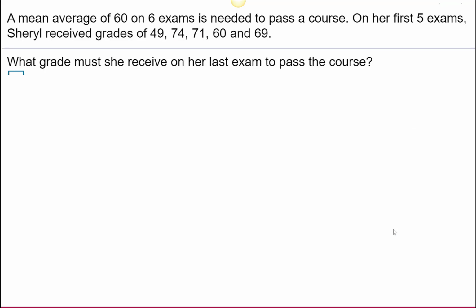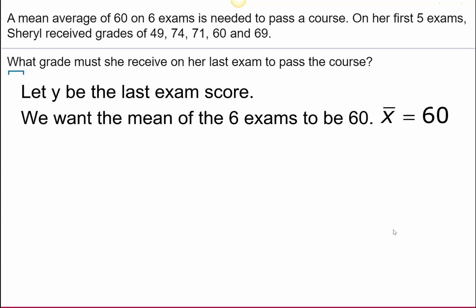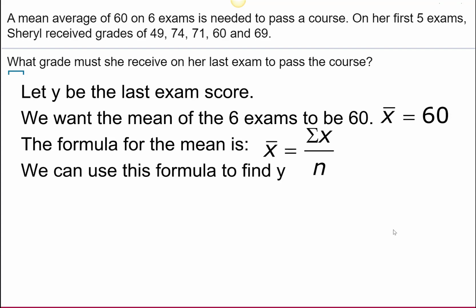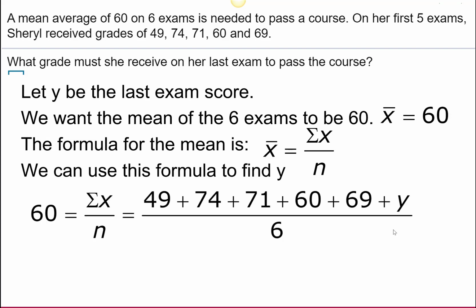A mean average of 60 on 6 exams is needed to pass the course. On her first 5 exams, Cheryl received grades of 49, 74, 71, 60, and 69. What grade must she receive on her last exam to pass the course? So let's let Y be the last exam grade. We know the mean has to be 60 for the 6 exams, and the formula for the mean is shown here. We can use that formula to find Y, and we're going to replace that last test score with Y because we don't know it.